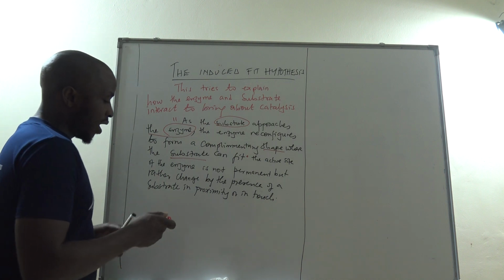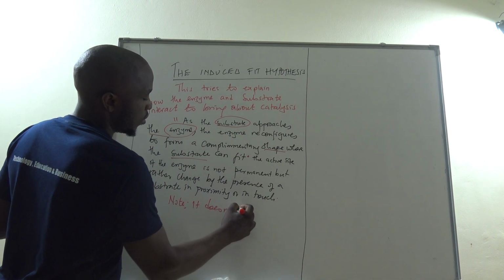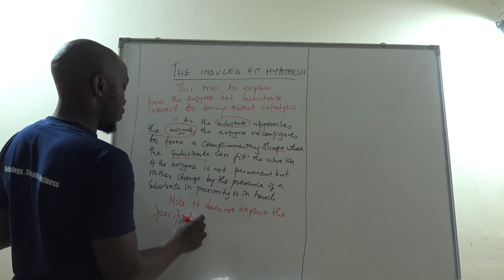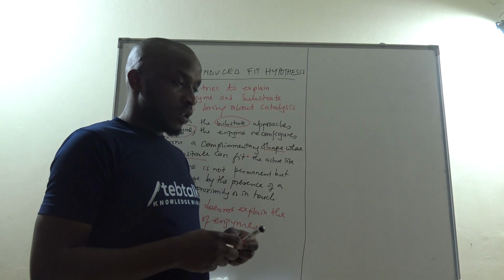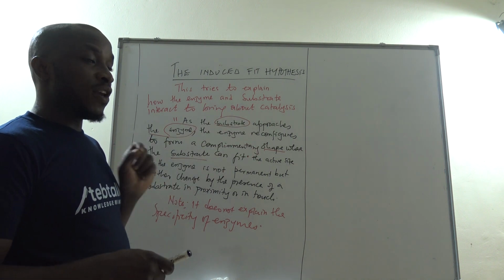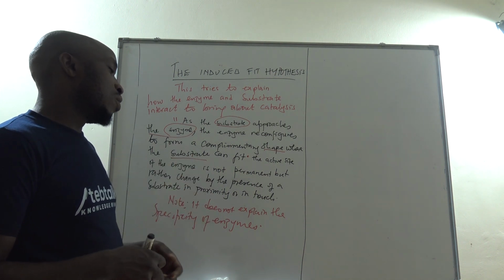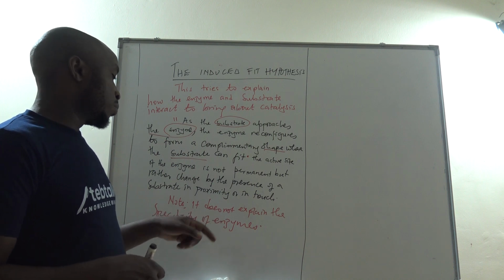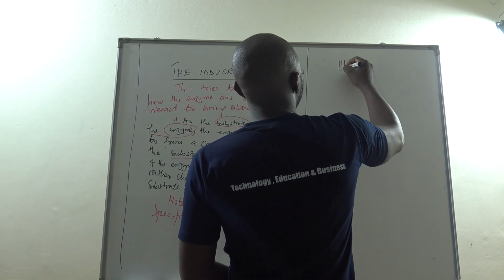So this has one note we can take. It does not explain the specificity of enzymes. Yet we agreed that all enzymes are specific in nature. So this hypothesis tries to tell us that amylase can work on proteins. So long as the proteins approach amylase, amylase will adjust to catalyze the hydrolysis of proteins, which isn't the case. So it has one query. It fails to explain the specificity of the enzymes.